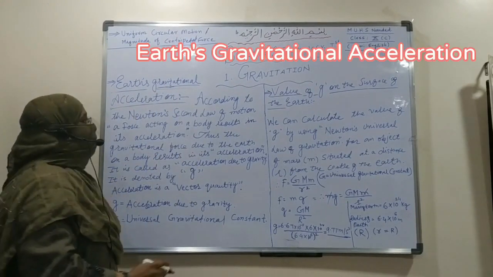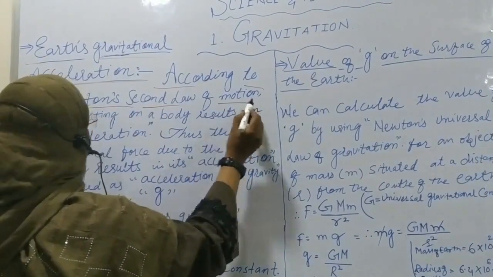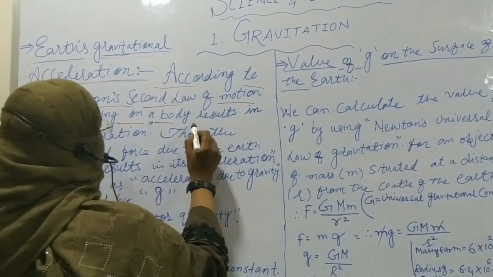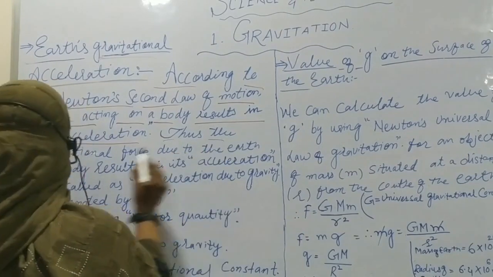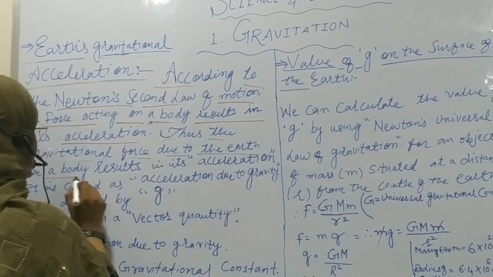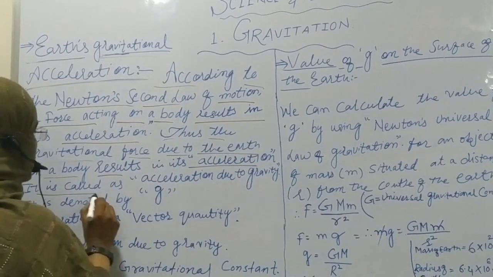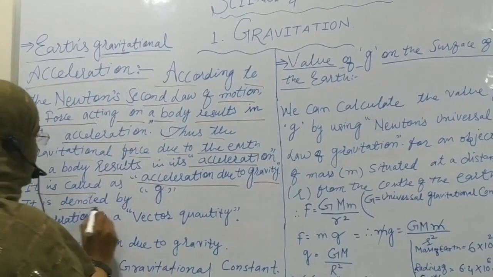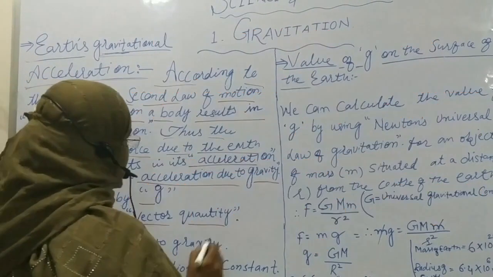Dear students, according to Newton's second law of motion, a force acting on a body results in its acceleration. Thus, the gravitational force due to the earth on a body results in acceleration, and it is called acceleration due to gravity. It is denoted by g. Acceleration is a vector quantity.